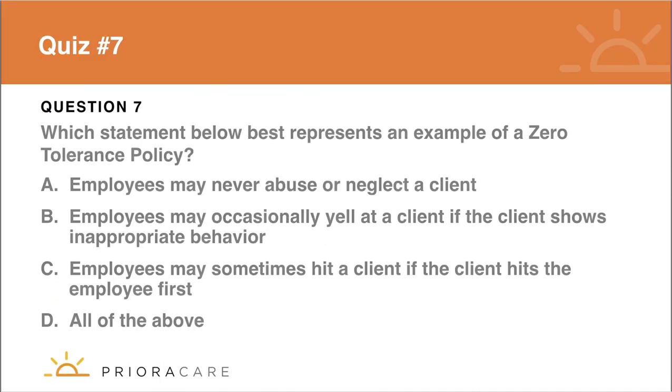So here is quiz question number 7. Which statement below best represents an example of a zero-tolerance policy? A. Employees may never abuse or neglect a client. B. Employees may occasionally yell at a client if the client shows inappropriate behavior. C. Employees may sometimes hit a client if the client hits the employee first. Or D. All of the above.